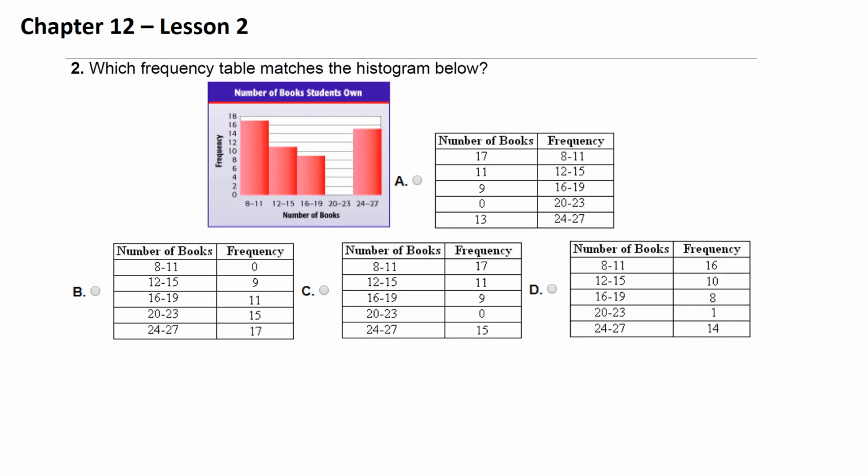Question number 2. Which frequency table matches the histogram below? So our title is Number of Books Students Own. And when we look here, I can see that nobody owns between 20 and 23. So that's pretty drastic. So I'm going to look in each of these at 20 to 23.